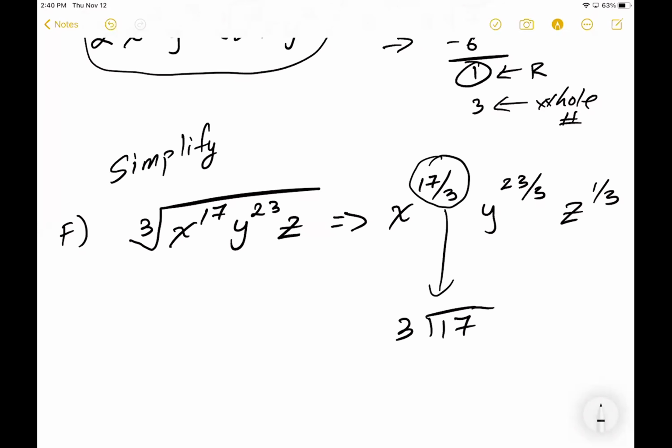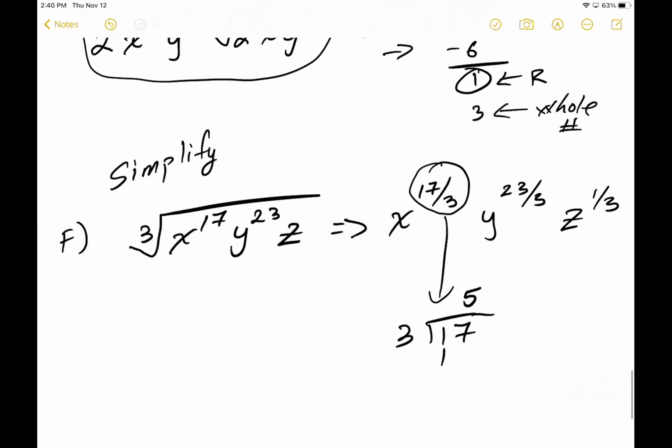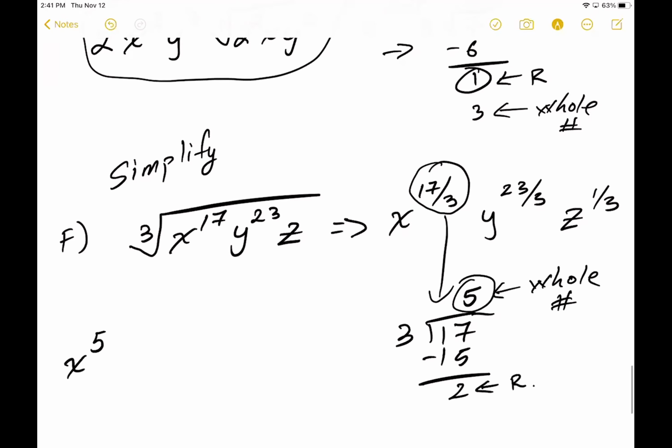And if you divide this item, you can see that 3 going into 17 is 5 times, and 5 times 3 is 15. Therefore, I have a remainder of 2. This is your whole number, meaning we need to take out x to the 5th power. The whole number is what you bring outside, which is x to the 5th power. And there is a remainder. What is the remainder? The remainder is x to the 2nd. That is what stays on the inside.